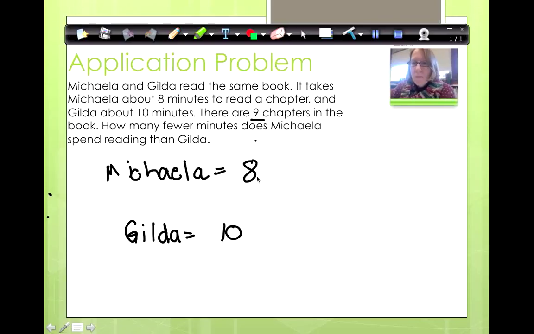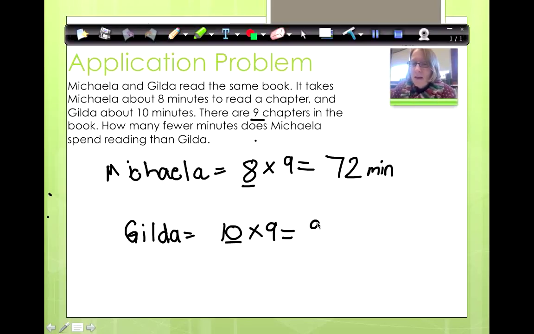Okay, let's use our trick. 1 less in the 10 spot would be a 7. 8 plus what gives me 10? 2. 8 times 9 is 72 minutes. And 1 less, well, we already know this, but let's just do it anyway. 1 less than 10 in the 10 spot is a 9. 10 plus what gives me 10? 0. Okay, so it takes Gilda 90 minutes and takes Michaela 72.